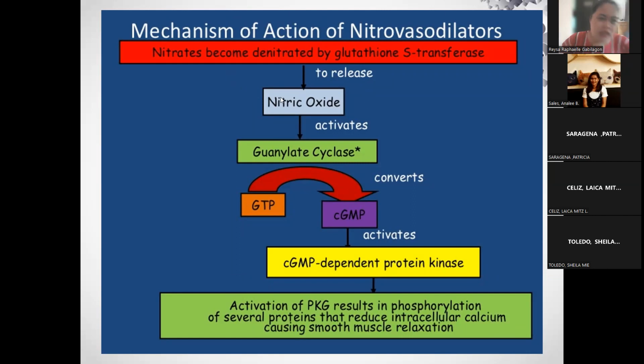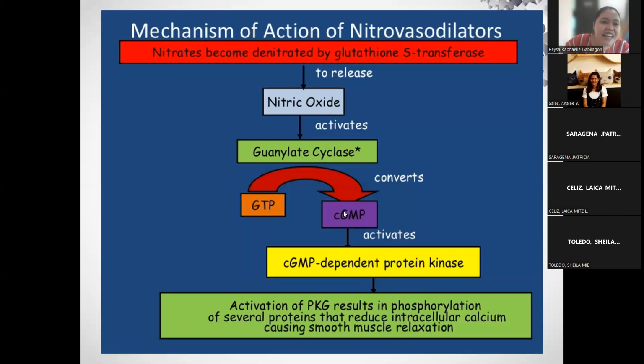Now, paano si nitric oxide makaka-cause ng vasodilation? We have here, the presence of nitric oxide will activate this enzyme. So this is the name of the enzyme, guanylate cyclase. Na pag ma-activate na ang enzyme na ito, this enzyme is used to convert GTP to cGMP. So GTP means guanosine triphosphate. Na mako-convert siya into cGMP.